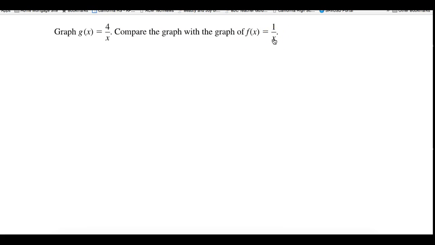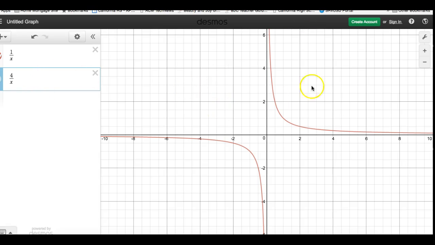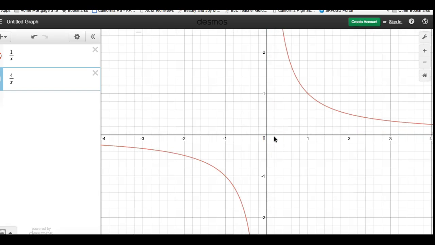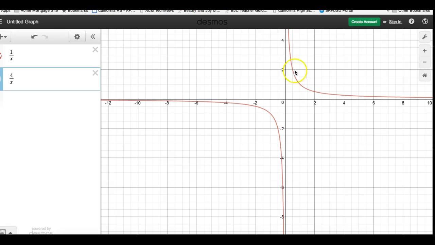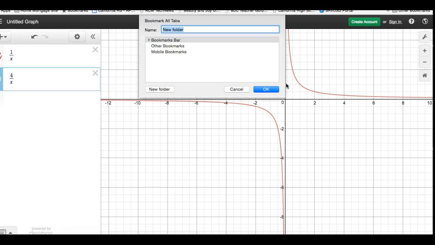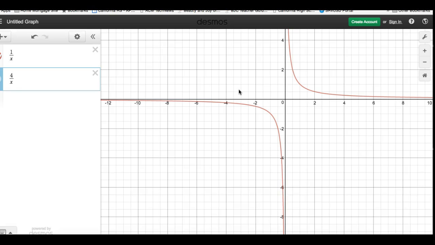What I want to do is show you on Desmos what the graph of 1 over x looks like. This is what 1 over x looks like right here. Notice, I want to point out that we have two asymptotes on this. We've got an asymptote at x equals 0 and an asymptote at y equals 0. Remember, asymptotes are those lines that our graph gets close to but doesn't quite touch.